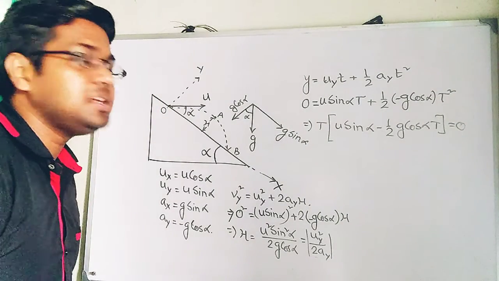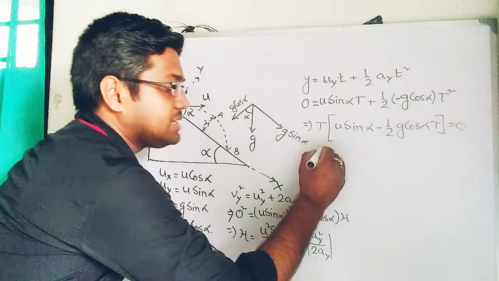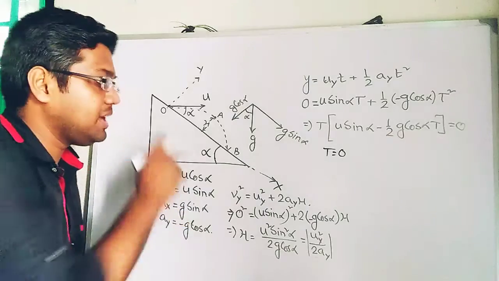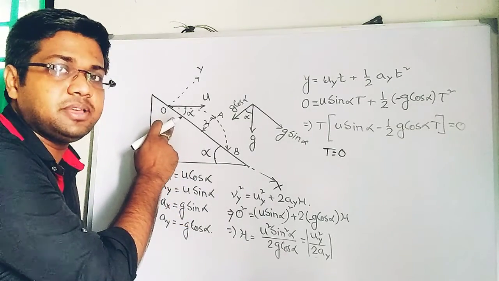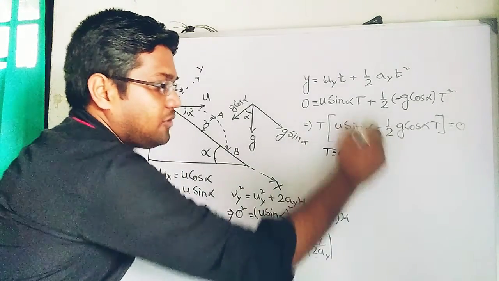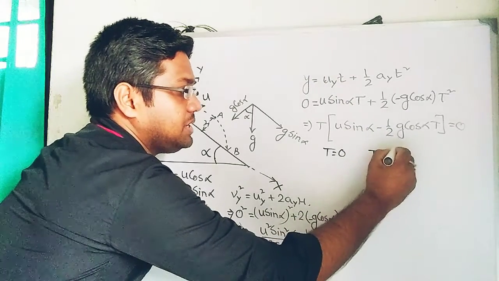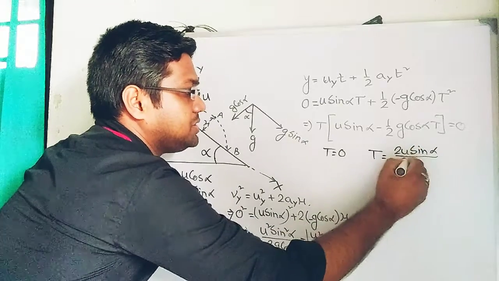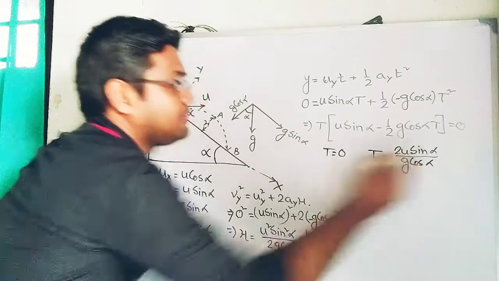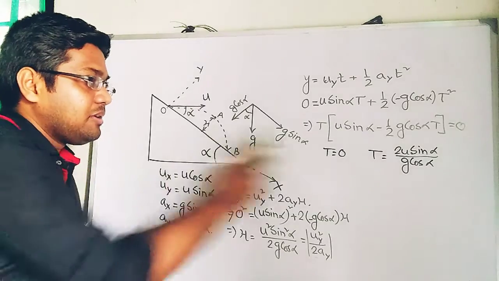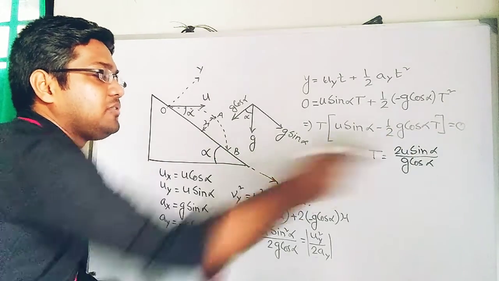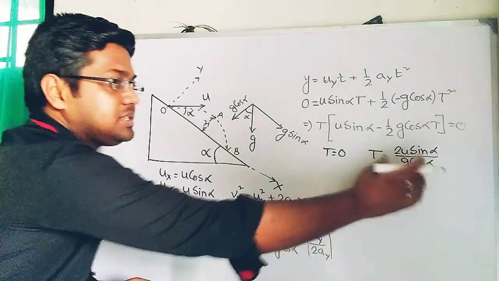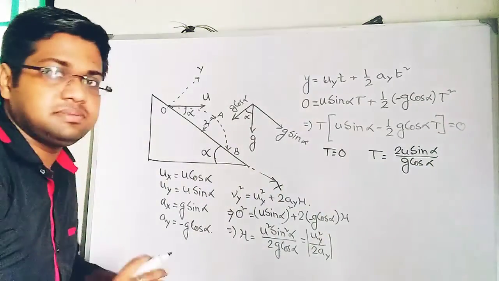So here there are two possibilities. That is capital T equal to 0, which actually gives the point of throwing. And from the other expression we get capital T equal to 2u sin alpha divided by g cos alpha. When T is 2u sin alpha divided by g cos alpha, the particle is at the point B. So this gives the total time of flight.